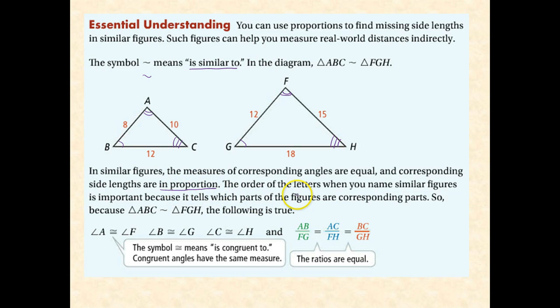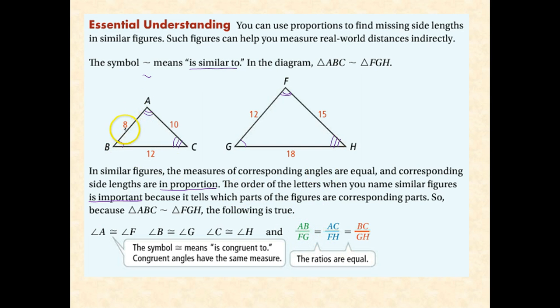So they're proportional. The order of the letters in which you name figures is important because it tells us which parts of the figures are corresponding parts. So, triangle ABC is similar to triangle FGH means that angle A and angle F correspond to each other. Angle A is congruent to angle F. Angle B is congruent to angle G, and angle C is congruent to angle H. And we get these ratios.